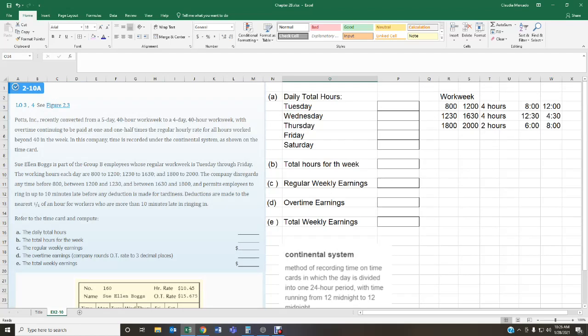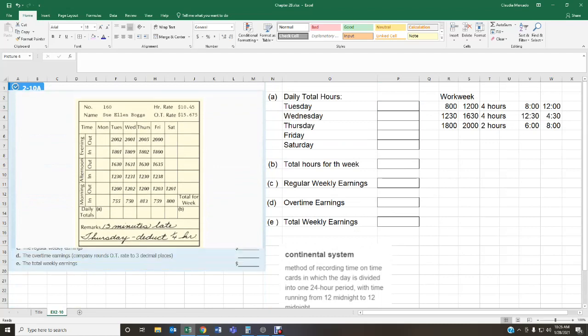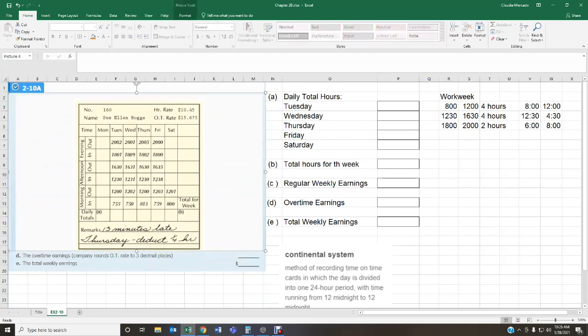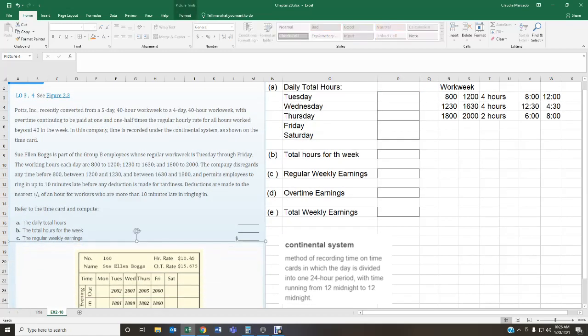Okay, so the first requirement is to calculate the total daily hours. Okay, so let's start with Tuesday. Let me see. I'm going to move this up here just so we can have them next to each other. Okay, we're looking at the time card. Okay, so Tuesday, we came in at 7:55. We should have come in at 8, but the problem says the company disregards any time before 8 a.m.